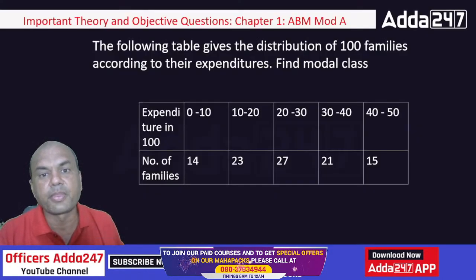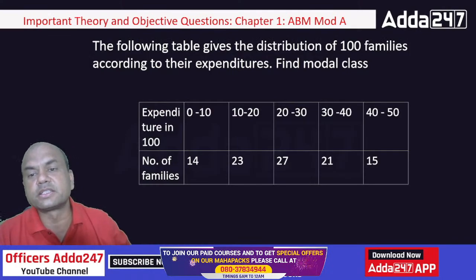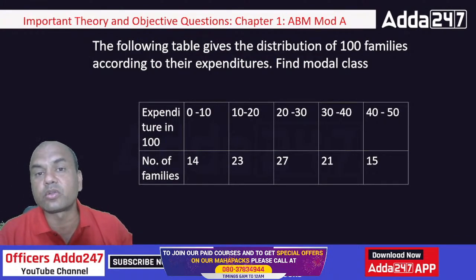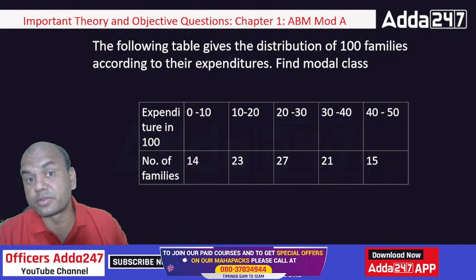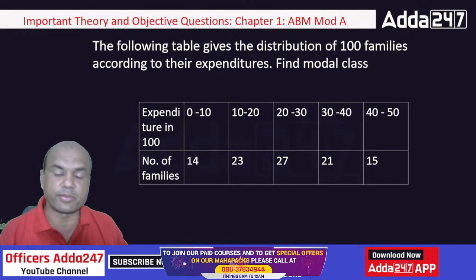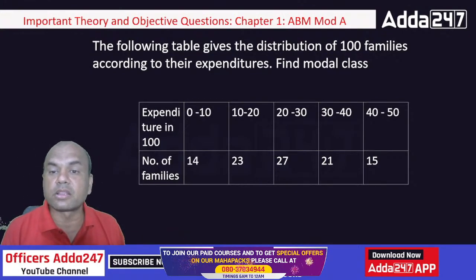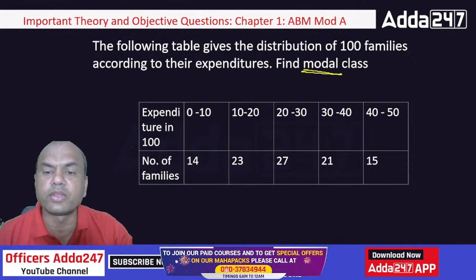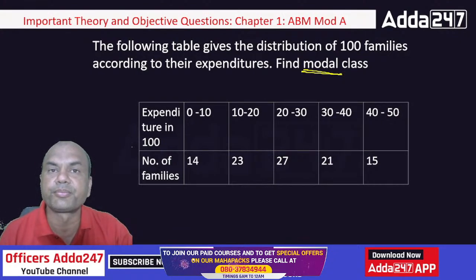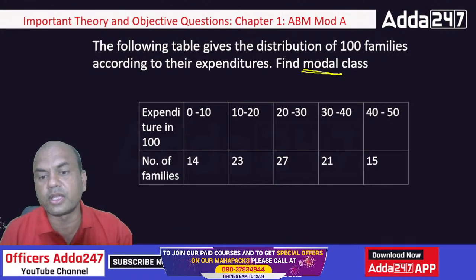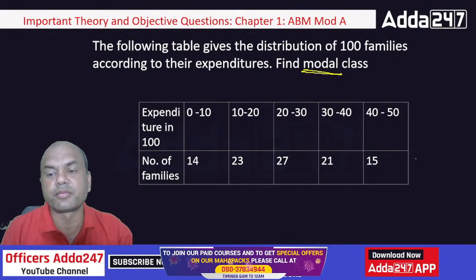Okay. The following table gives the distribution of 100 families according to their expenditures. Find the modal class. Now we want the modal class. So, 100 families. How do you know whether there are 100 families or not? Just add this. If you go on adding this, you will get the answer as 100.